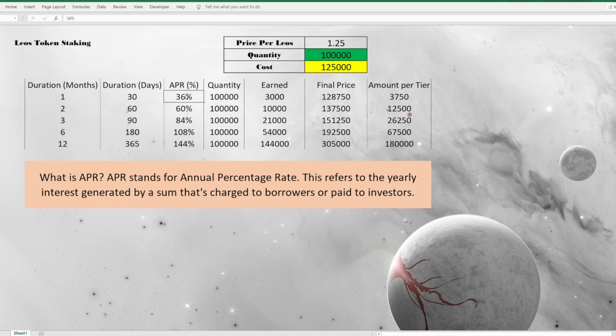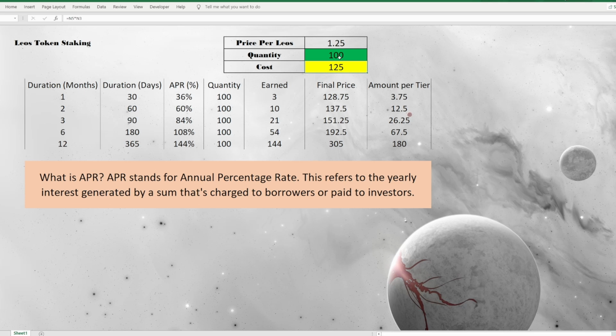So you're not making 36% each month. If you were making 36% each month, this number would be a lot different. If you had 100 and you're making 36% on that 100, you'd be earning 36 tokens per month times 12, you know, do the math. I mean, that's not how it works. What it is, is 36% for an entire year.